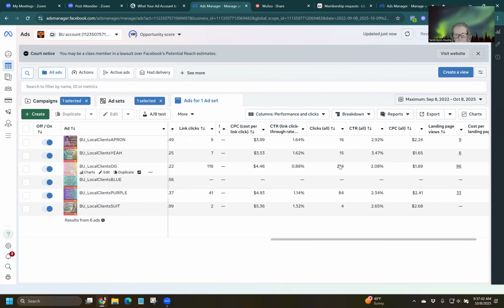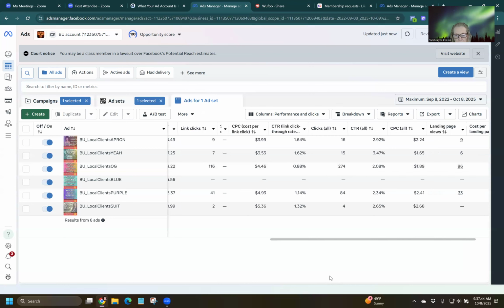If I look at this one, when we open this, the data, there's another number here I'm going to show you that I think is important as well. So my CTR all is over 2%. You can see this is pretty good. And then my CTR link click-through rate, this is 1.64, 1.62, 1.14, 1.32.